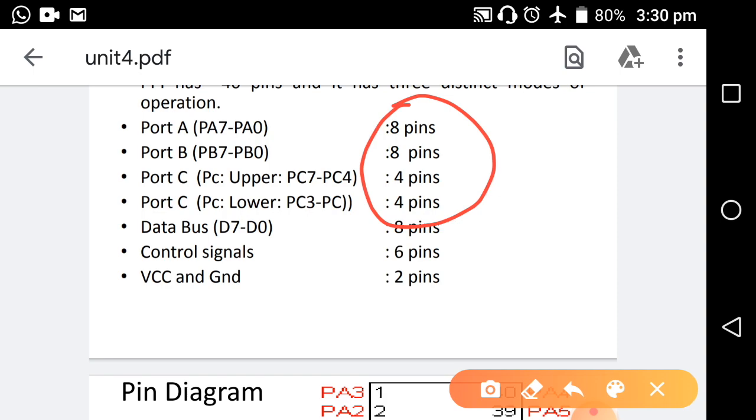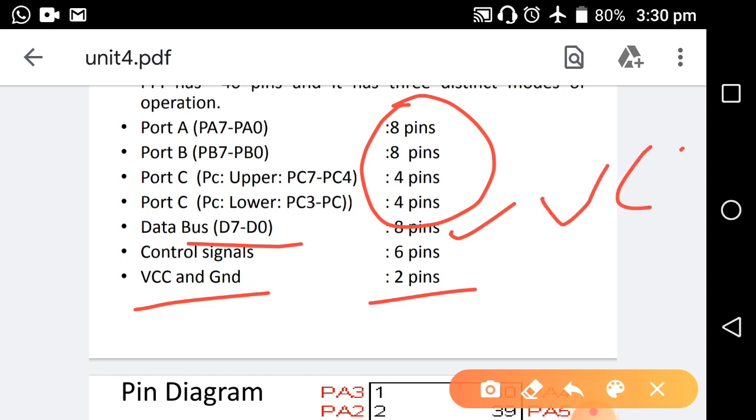Okay, and to interface with the microprocessor, the 8255 communicates with the microprocessor with the help of the data lines D0 to D7, which are 8 bits long. So now there are 32 pins. Further, to give power supply to the 8255, we use two pins, VCC and the ground. So there are a total of 34 pins.